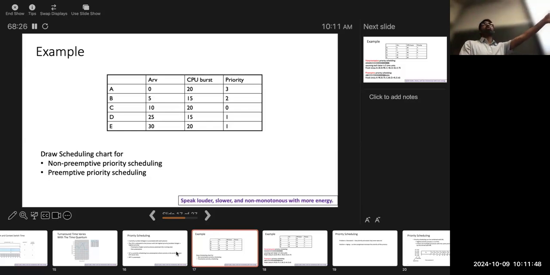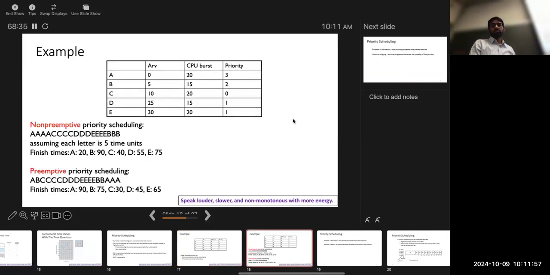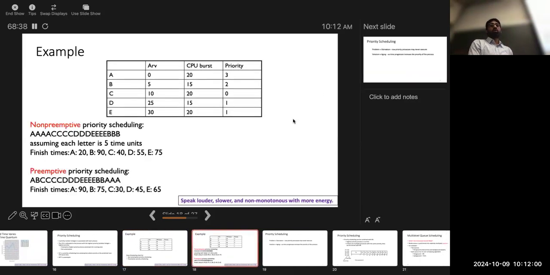So then if I ask you to find the finish time, the waiting time, the turnaround time, you can easily get them from the chart, right? So here is the solution for both, but there is a little bit of variation in the sense that we list a letter for every 5 time units. For example, for the preemptive one, it is A, B, because first A took 5 time units, then B took 5 time units, and so on. So the same chart is drawn, but in a different shape.